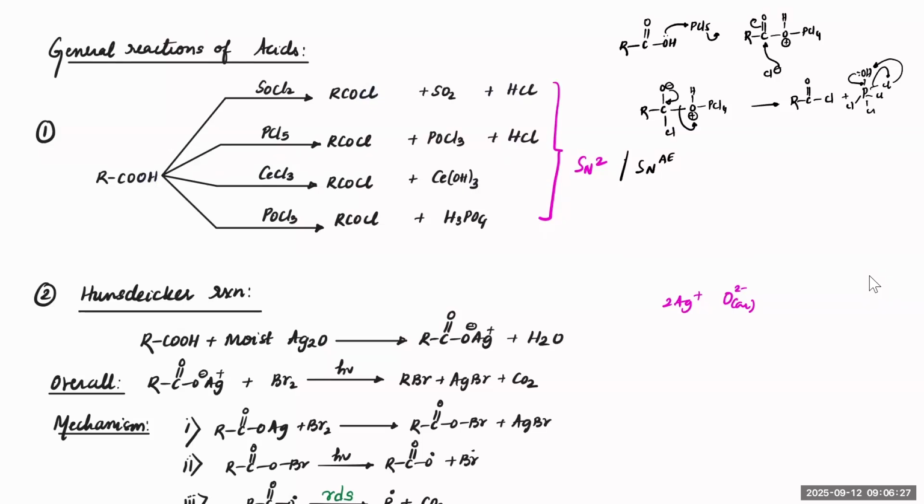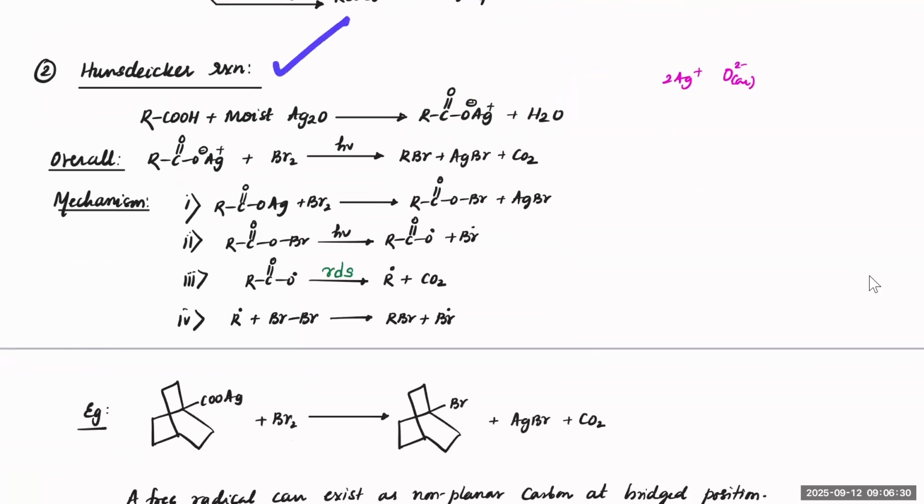Next, Hunsdiecker reaction. Hunsdiecker reaction is when you have a carboxylic acid reacting with moist Ag2O. With moist Ag2O, first you'll get a silver salt, because Ag2O is basic in nature, so an acid-base reaction will take place. Thereafter, when you react with bromine in the presence of light, the Ag will start attracting bromine and convert into AgBr. This part will get decarboxylated, and R dot and Br dot will convert into RBr.